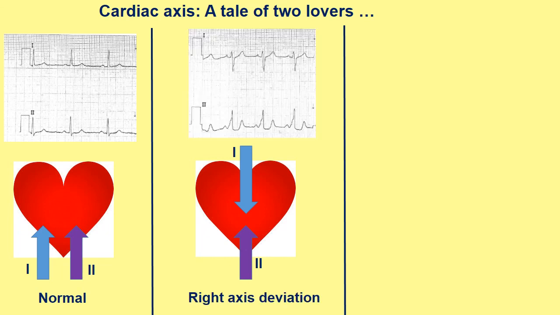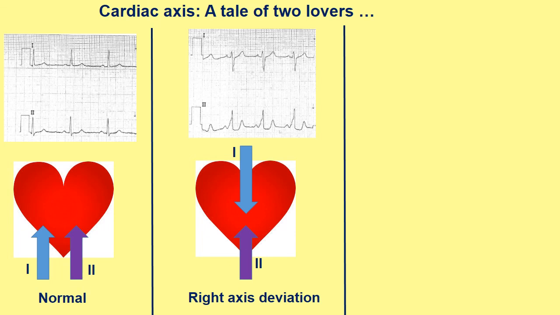They are meeting each other, so we say the love is all right, but it's not normal, so there's right axis deviation. And if you look at this graph, even though there's a positive deflection there, the negative is more dominant, so we say lead 1 is predominantly negative, pointing downwards, and lead 2 is predominantly positive, pointing upwards. So they are still pointing towards each other even though there's axis deviation, so right axis deviation.